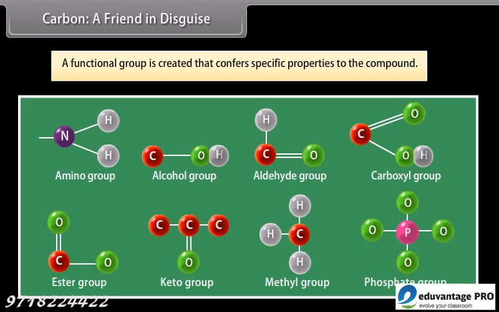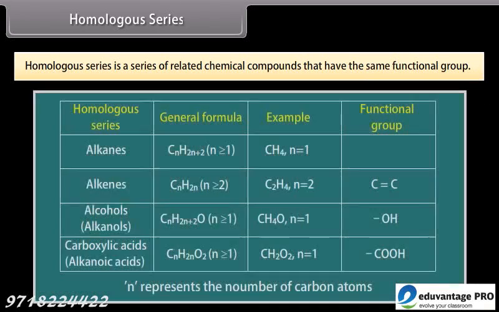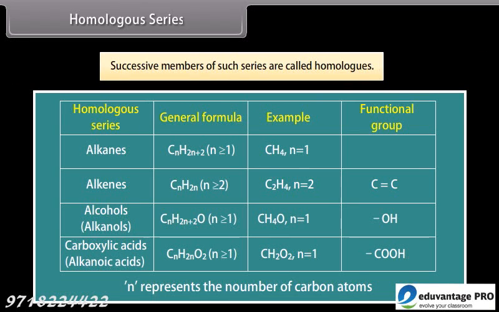without considering the length and nature of the carbon chain. Homologous series. Homologous series is a series of related chemical compounds that have the same functional group. These differ in formula by a fixed group of atoms. The successive members of such series are called homologous.